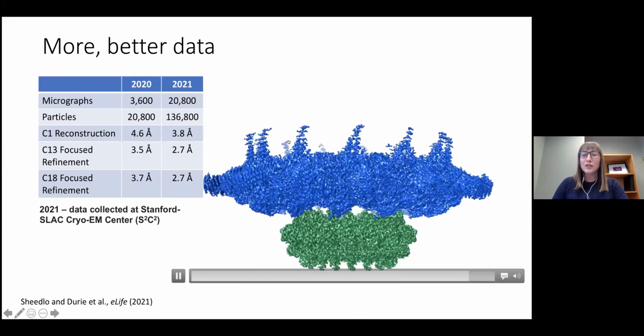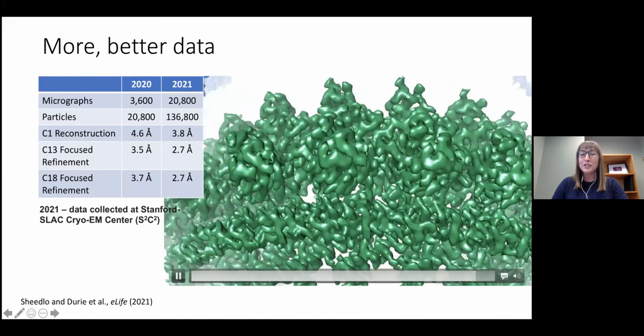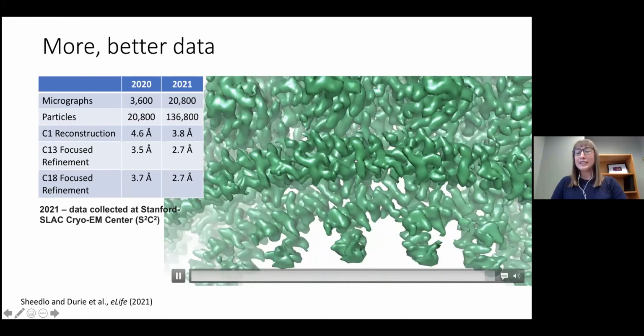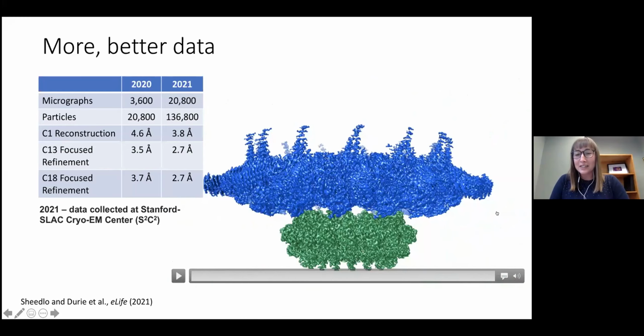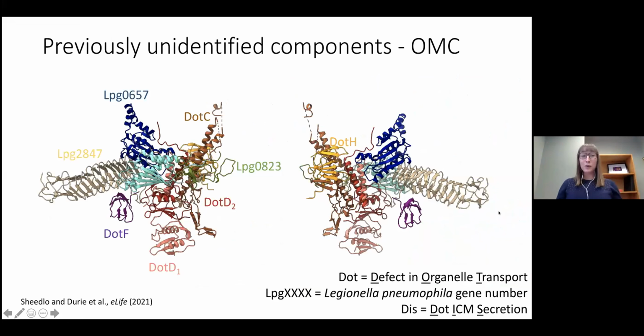So we're about to get an extreme close up here, just so you can appreciate the quality of the maps, just these beautiful side chain densities that we were really excited to get to work with. So we were able to identify a lot of those components. I'll mention LPG0657 is one of the proteins that we identified previously. We actually were able to extend those models with these helices that extend upward from the flat disc.